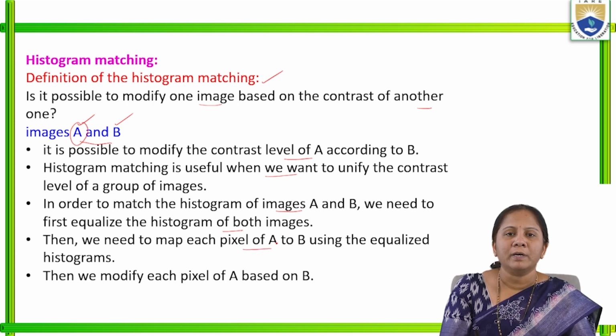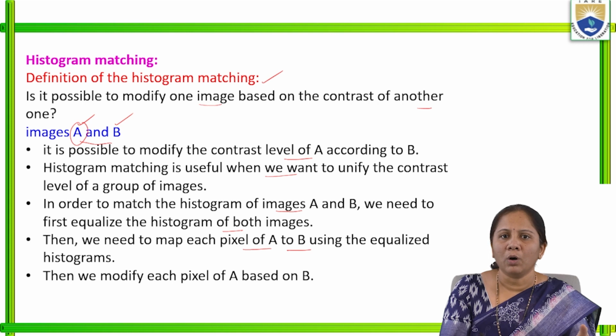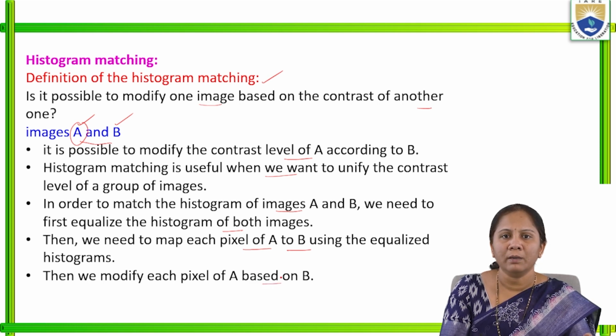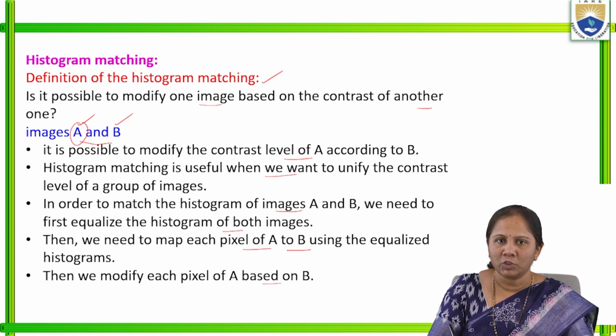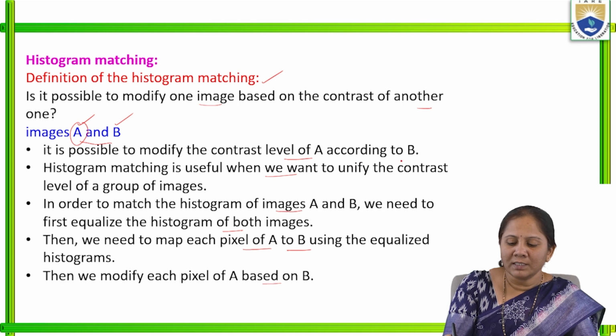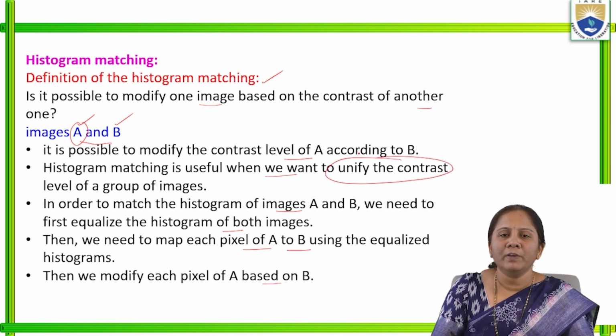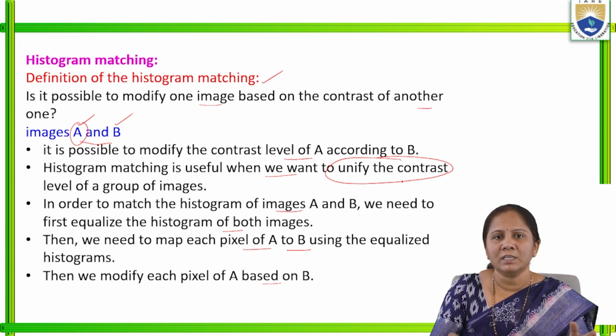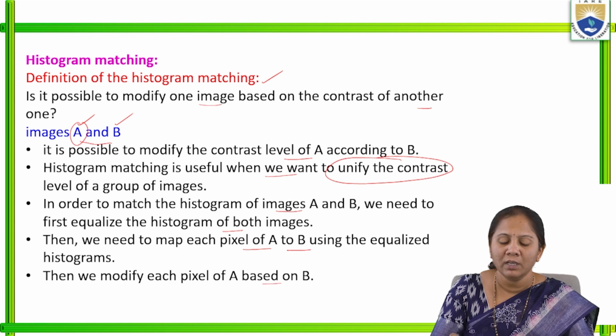Then we need to map each pixel of image A to each pixel of image B. Like this, we have to match all the pixels until the entire image is completed. So we can modify each pixel of A based on B. This is how we can perform histogram matching, and this is the purpose for which we go for histogram matching: in order to unify the contrast level of a large number of images, we apply histogram matching.